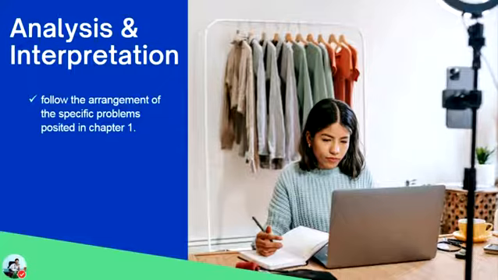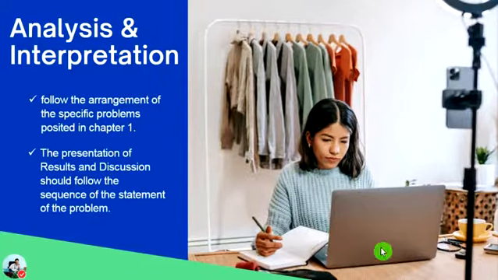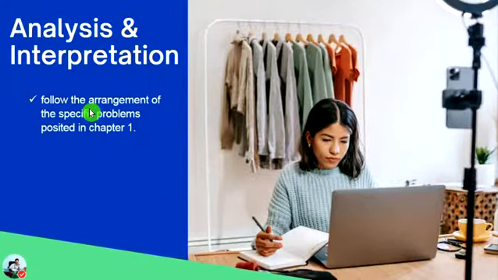The presentation of data in tabular and textual forms must follow the arrangement of the specific problems posited in chapter 1. This is also an important thing to remember. You have the copy of your chapter 1, where the SOP, the statement of the problem, is located, and you need to arrange it according to the SOP. The results and discussion are very often combined in researches, as I discussed earlier: you have results, you discuss the results of your data, and then you combine it with previous researches.